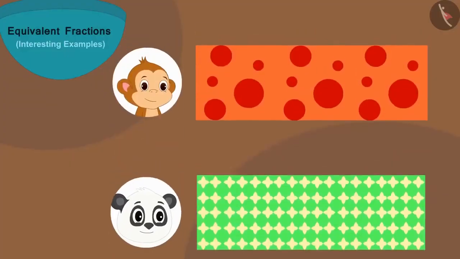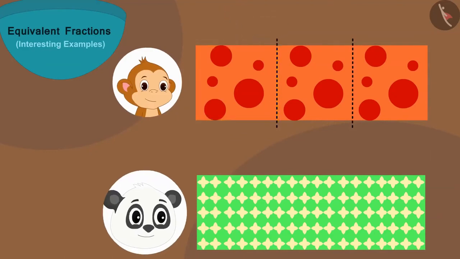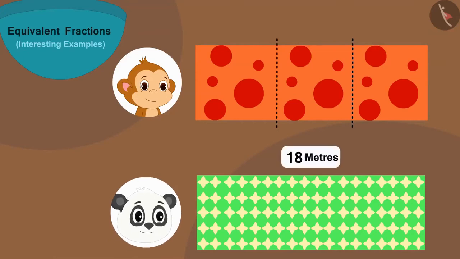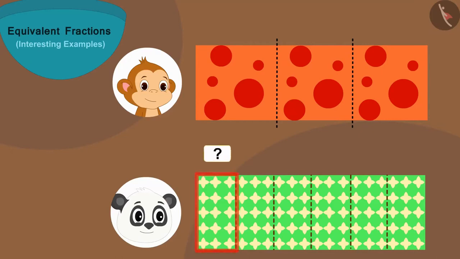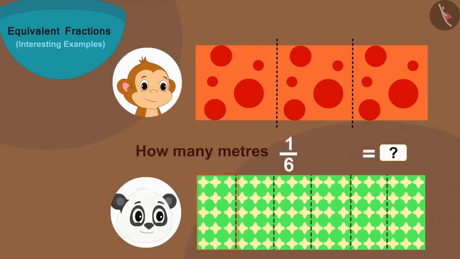Let's look at it in another way. We saw in the beginning of the video that 1/3 part of Babban's cloth is 6 meters long. The length of Golu's cloth is also 18 meters. And he has made 6 equal parts of his cloth. So, how many meters will the length of one part be? Or how many meters will be 1/6 of 18 meters?